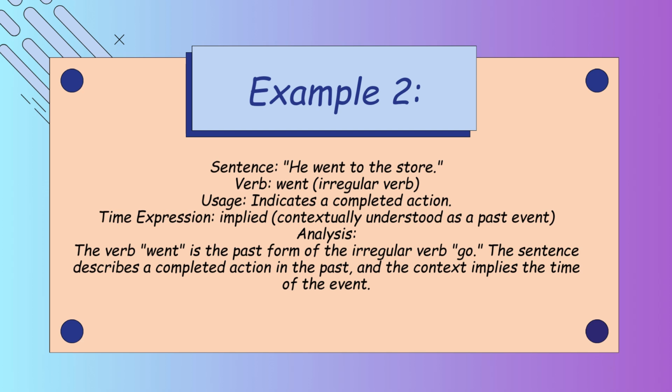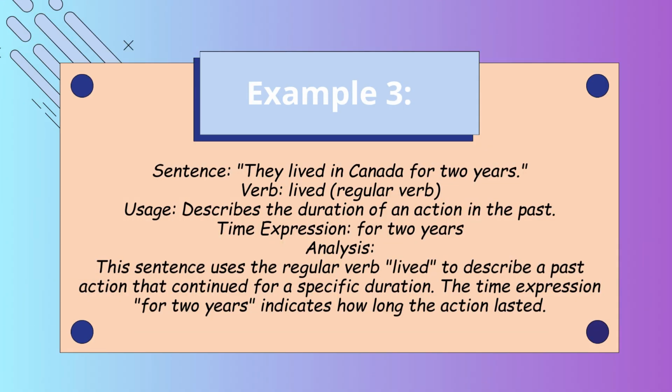Sentence number 3: They lived in Canada for 2 years. The verb is lived. It is a regular verb. Base form is live plus ed, lived. It describes the duration of an action in the past. The time expression is for 2 years. This sentence uses the regular verb lived to describe a past action that continued for a specific duration. The time expression for 2 years indicates how long the action lasted.